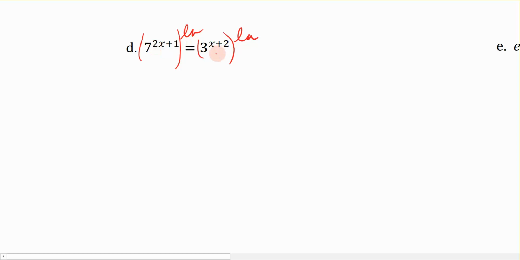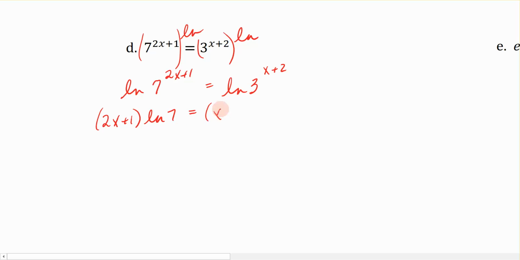Now when I take the natural log of both sides, this produces the natural log of 7 raised to the 2x plus 1 equals the natural log of 3 raised to the x plus 2. This is going to allow me to get the variable x that's up here in the exponential position out of that and bring it down front using the power rule of logs. So this becomes (2x plus 1) ln 7 is equal to, same thing over here, (x plus 2) ln 3.